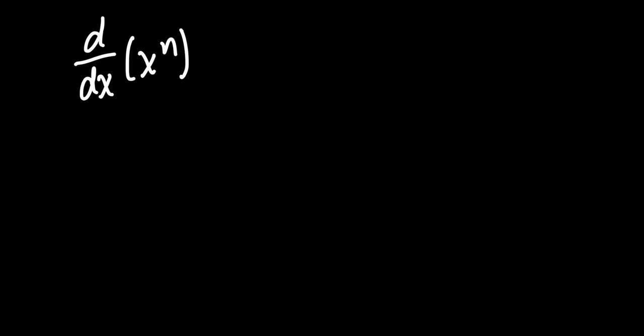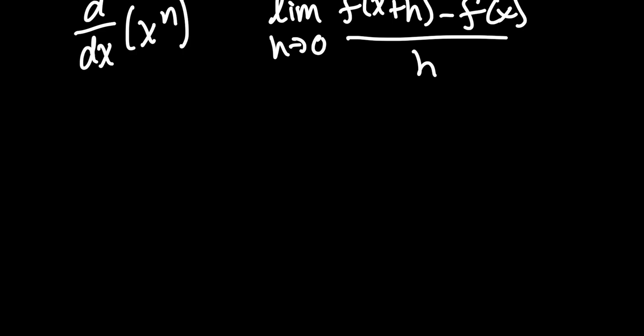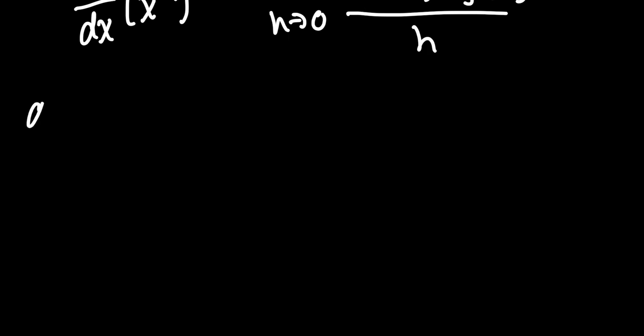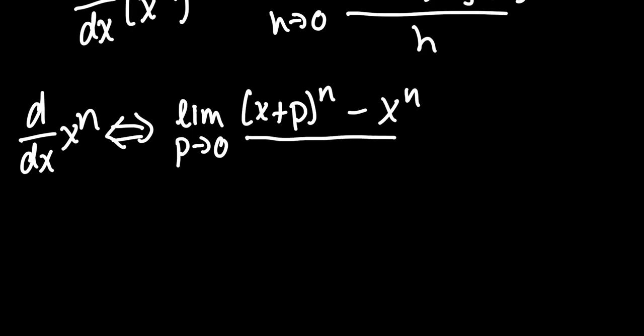So we know that for a derivative, the definition is the limit as h approaches 0 of f of x plus h minus f of x over h. Now, we can use this to our advantage. So, the derivative of x to the n is equivalent to saying the limit as h... I'm going to use p instead, just so you can differentiate between the p and the n. So the limit as p approaches 0 of x plus p to the n minus x to the n, all of that over p.